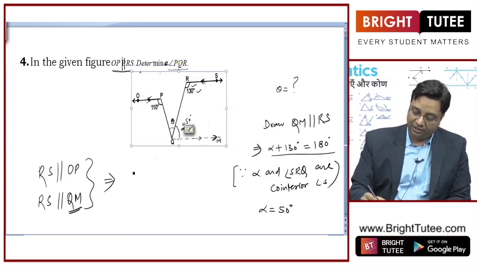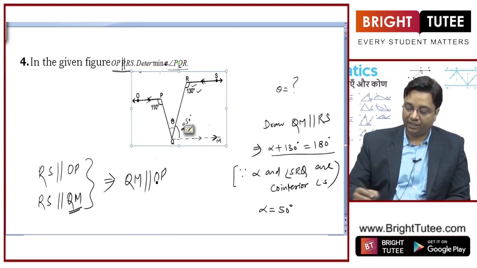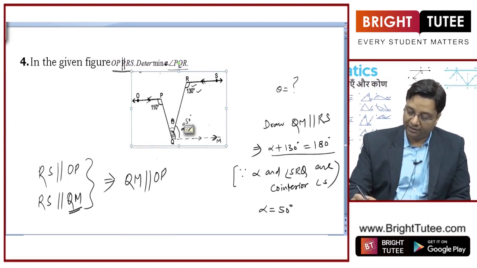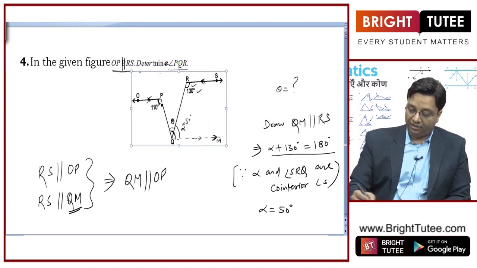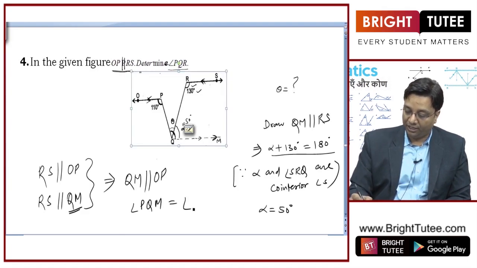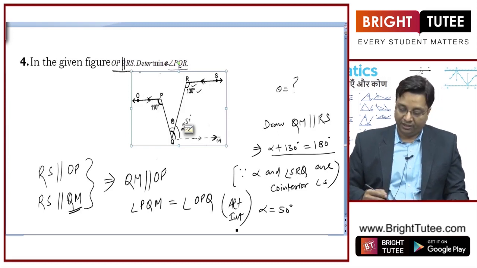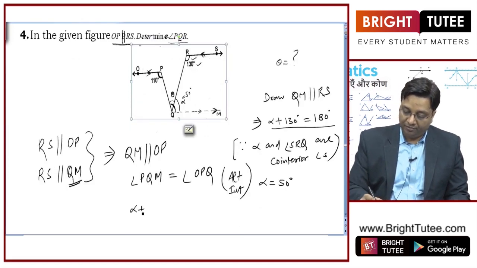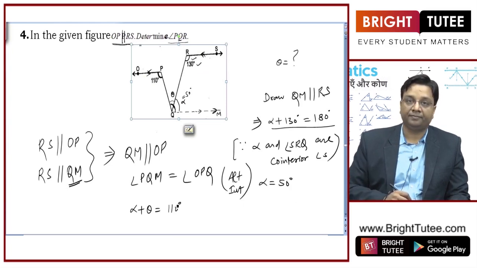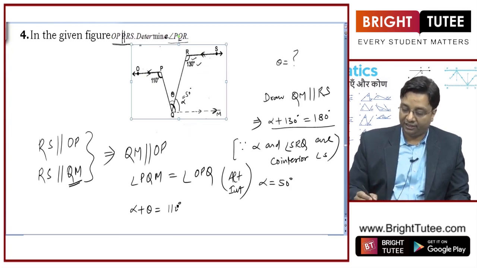Hence these two will tell me that QM is also parallel to OP. So this angle here is the alternate interior angle of this. So this angle PQM will be equal to angle OPQ because these are alternate interior angles. So alpha plus theta is equal to 110, because alternate interior angles are equal.